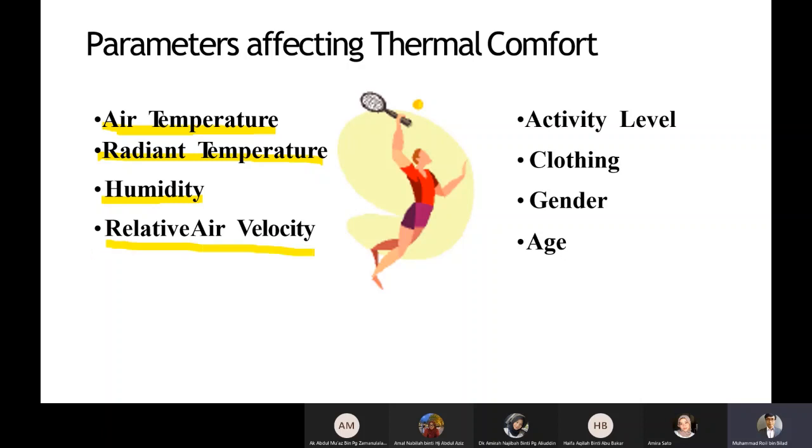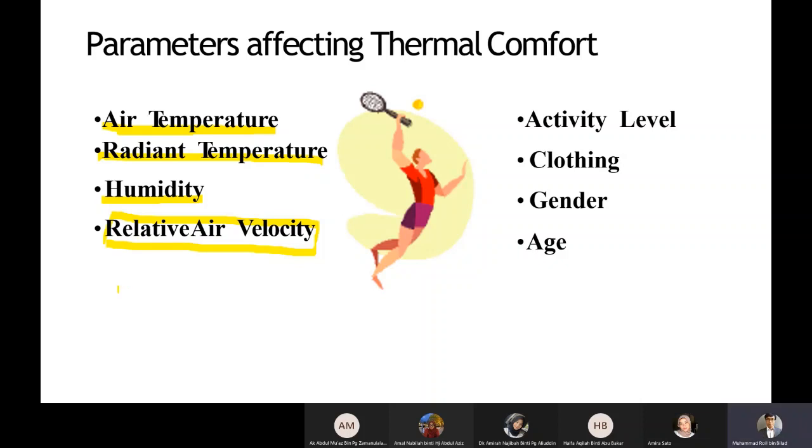Why is air velocity important? It is like when you are sweating, and you have one case with static air, and another case with blown air. There is something called the boundary layer.